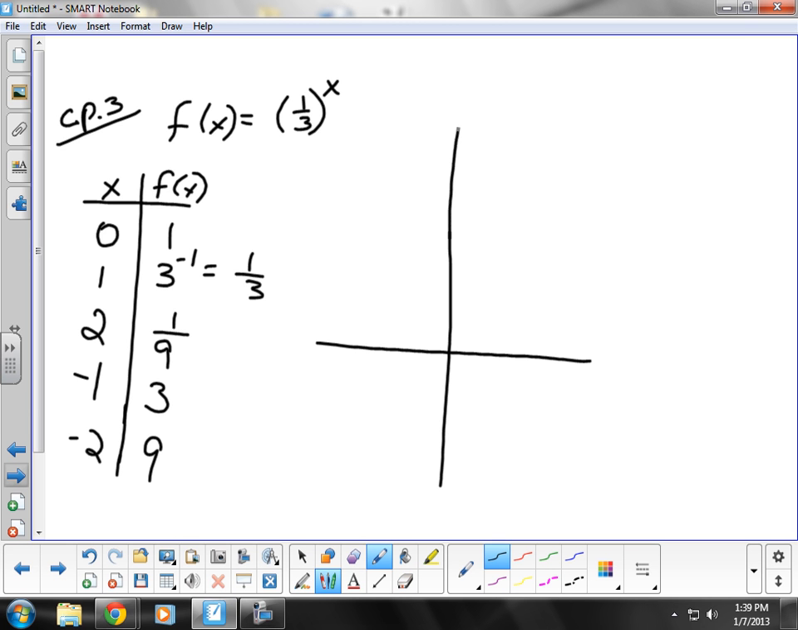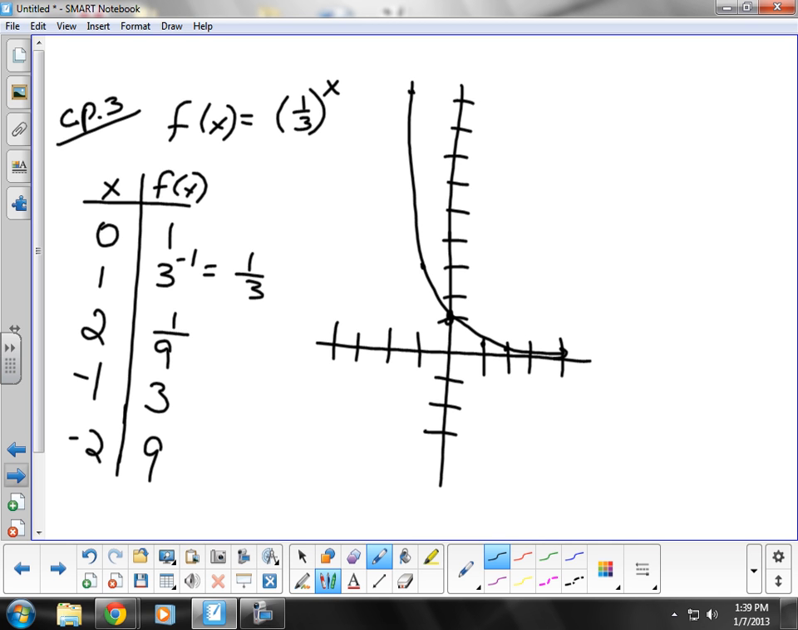Put some space up there. So I've got this (0, 1) again. At 1 I'm at 1/3, and at 2 I'm at 1/9. At negative 1 I'm at 3, and at negative 2 I'm at 9. So what is the difference between this graph and the first one that we did? Reflected it where? Across the y-axis, not the x-axis.